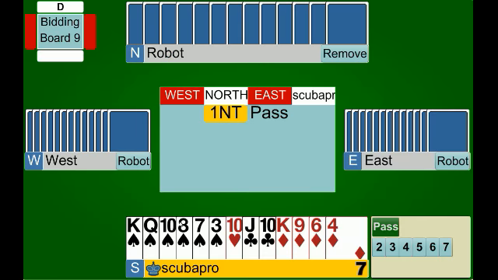This is a little different scenario here. We have a 6-card major. So as soon as partner opens 1 no trump, we know we have a fit in spades. But still, the first step is to make our transfer bid. So we bid 2 hearts, our partner bids 2 spades. What do we do now?